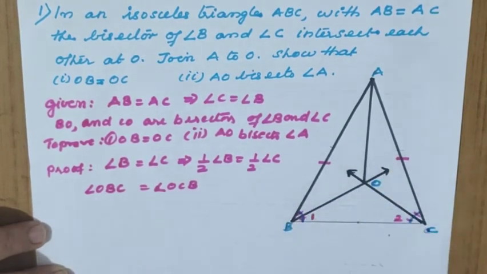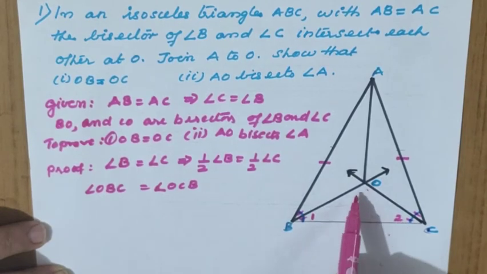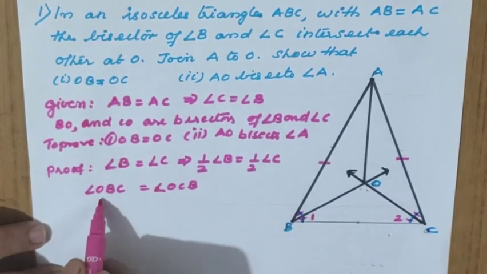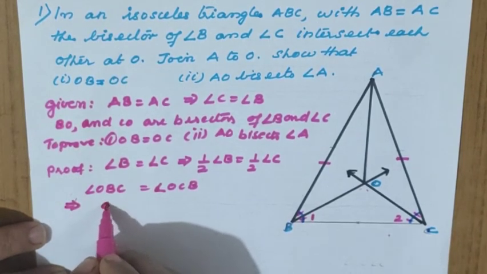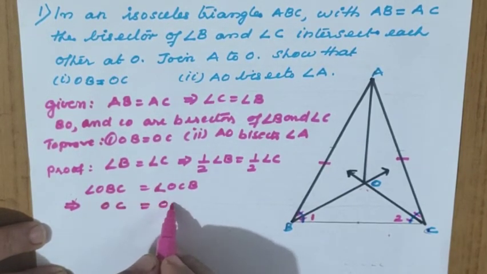I cannot prove in different triangles. I have to prove in one triangle only. So angle 1 equal to angle 2 we got. Now you tell me, in triangle OBC, the side which is opposite to 1, which side? OC, right? Similarly, in triangle OBC, the side which is opposite to angle 2 is which side? OB. So this implies we can write OC equal to OB.